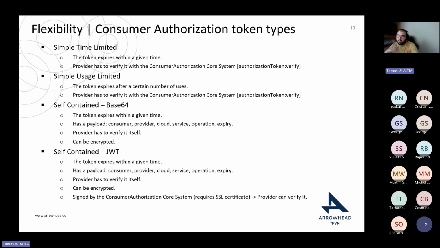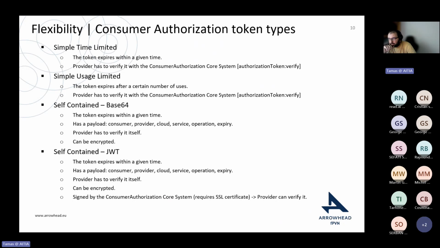We have a very similar one, a simple usage limit token. The token expires after a certain number of uses, and again, the provider has to verify it with the consumer authorization core system. And we have a different type of tokens, which are the self-contained tokens. And in self-contained tokens, we also have two subtypes, so to say. So the self-contained token also expires within a given time.